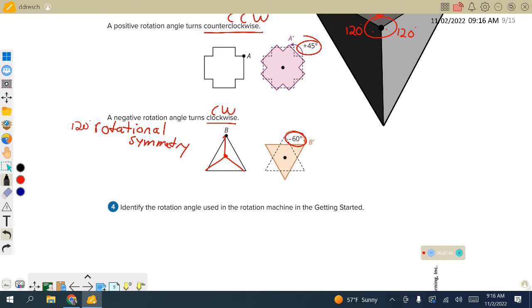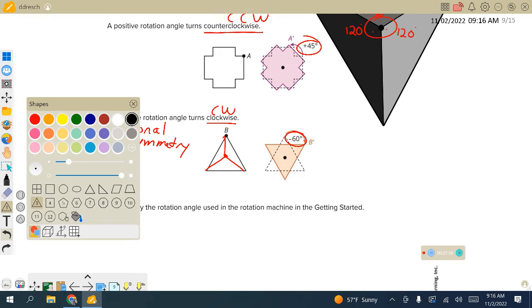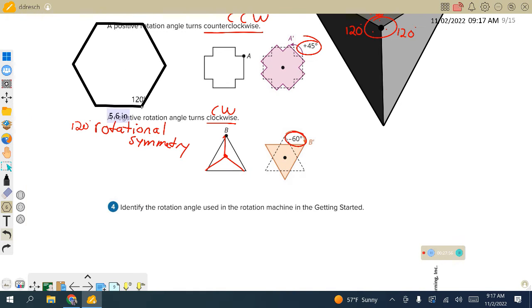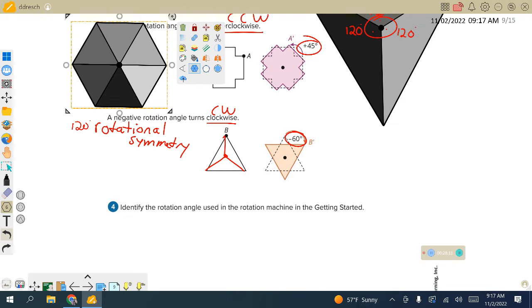What if it's not a triangle? What if we got ourselves a hexagon? How many equal triangles are we going to have in there? If I put that center in there, how many equal triangles am I going to have? 6 triangles, right? So I cut it up equally.